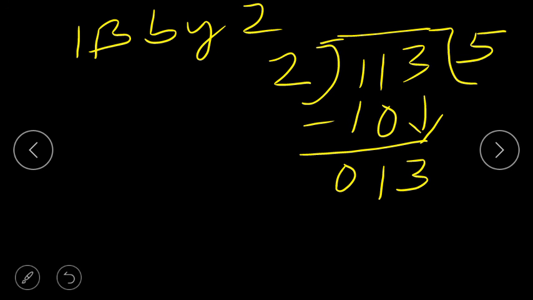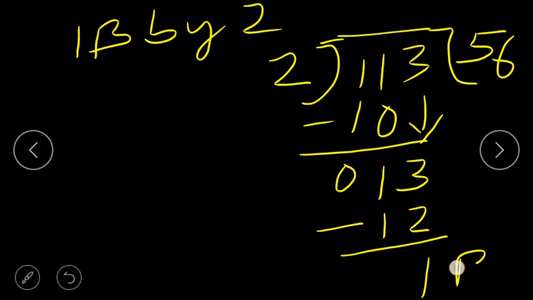Now read the table of 2 and come near 13. 2 ones are 2, 2 twos are 4, 2 threes are 6, 2 fours are 8, 2 fives are 10, 2 sixes are 12. 2 sevens are 14, which is more than 13. So we'll go 6 times only. 2 sixes are 12. 3 minus 2, 1. This is your remainder and this is your quotient. Clear? One more question I will do.